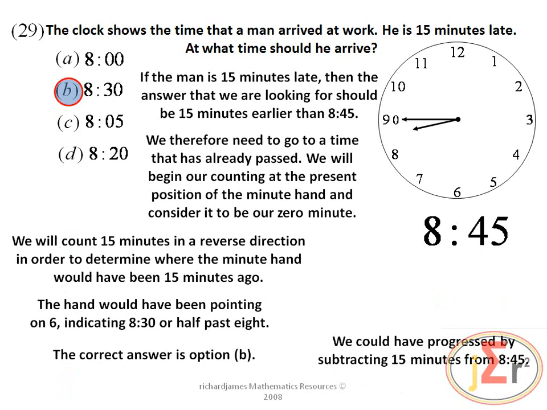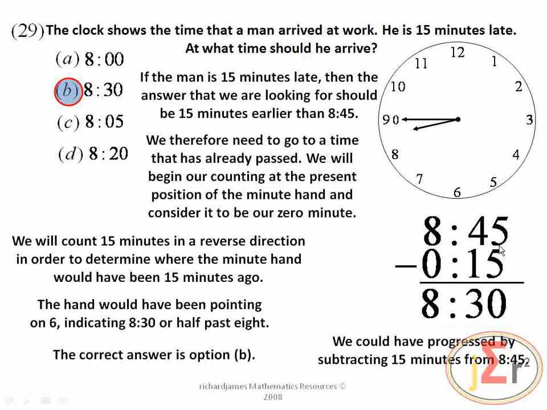We could have progressed by subtracting 15 minutes from 8:45. So that's another option, subtracting 15 minutes from 8:45. And if we subtract that, we'll have what? 5 from 5, 0. 1 from 4 is 3. 0 from 8 is 8. And we have 8:30, and we would have received the same answer as the one that we have received by reversing the clock by 15 minutes.